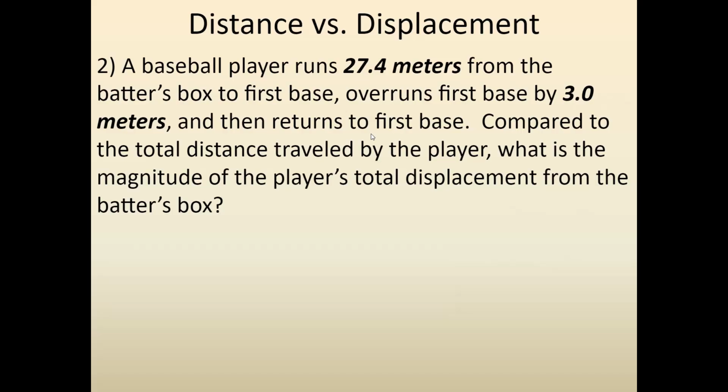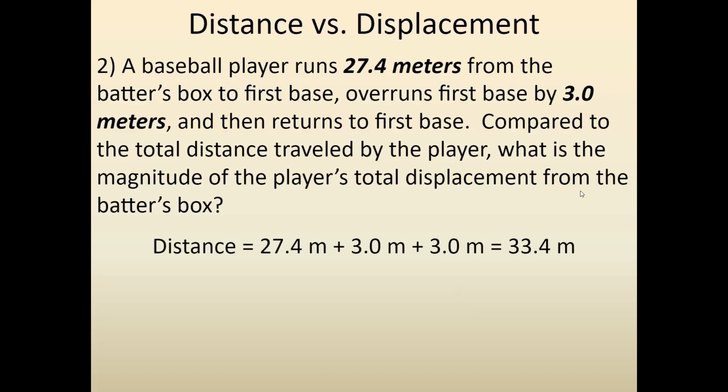So let's actually try to figure out what the distance and the displacement are. The baseball player runs 27.4 meters. He overruns it by 3 meters, and then he returns back to first base. So he goes 3 meters forward and then 3 meters back. When it comes to distance, we're just going to straight add all three of these numbers. So 27.4 plus 3 plus 3 gets us 33.4.